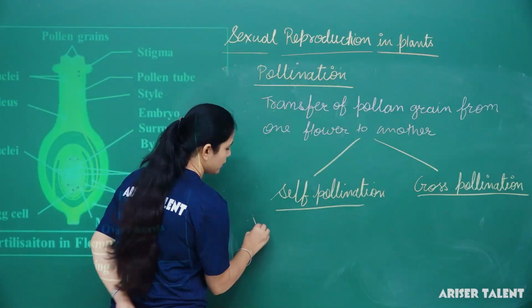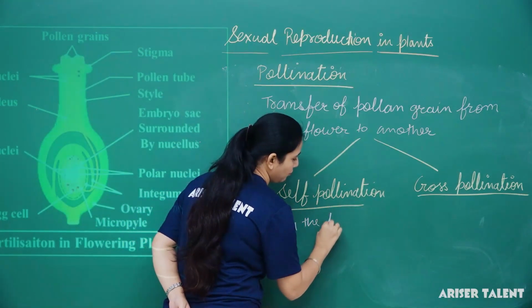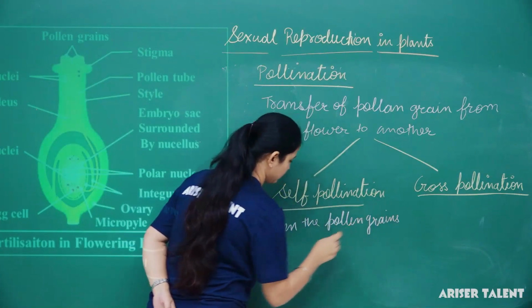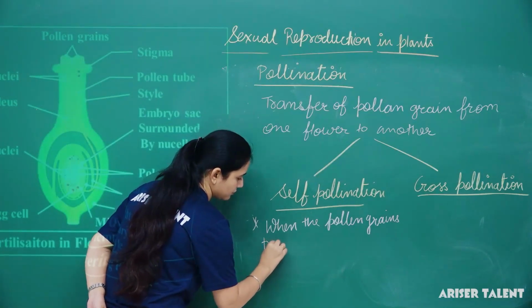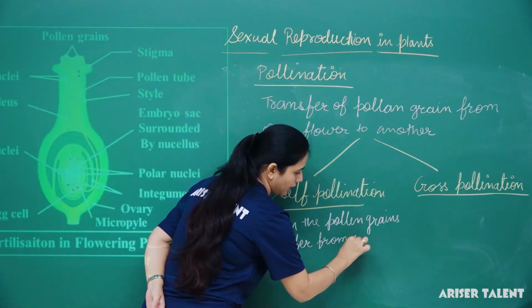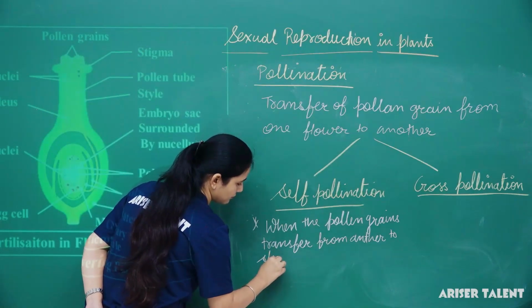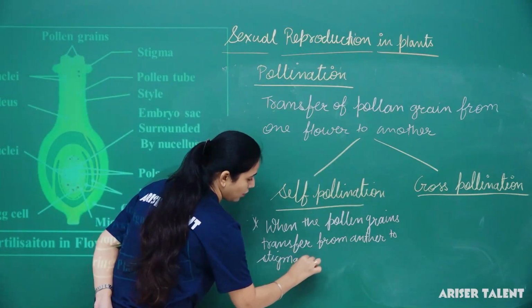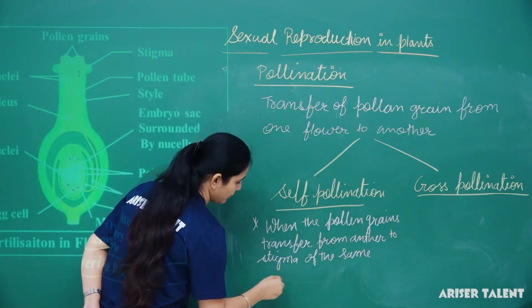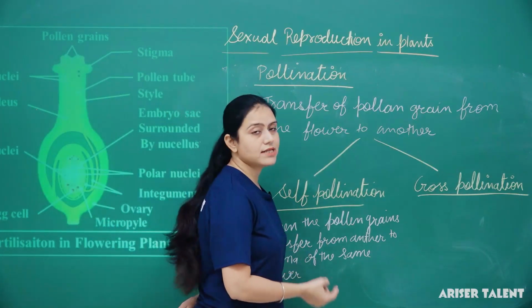Okay, self-pollination is when the pollen grains transfer from anther to stigma of the same plant, of the same flower, okay, or plant, that is known as self-pollination.